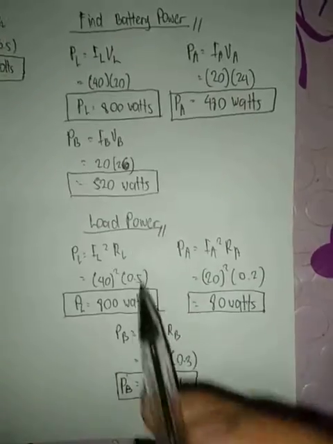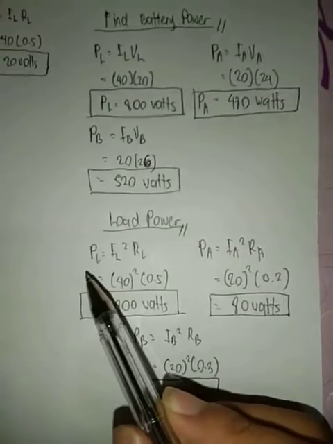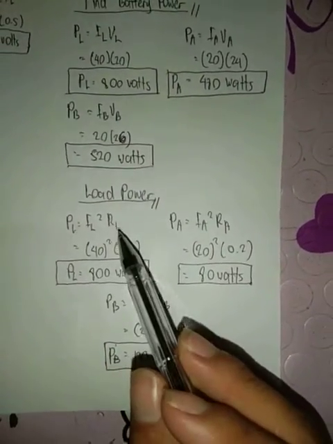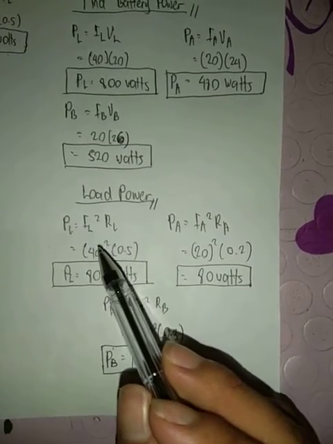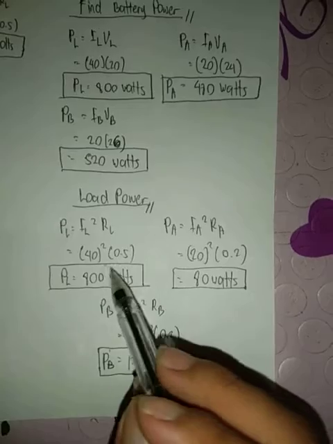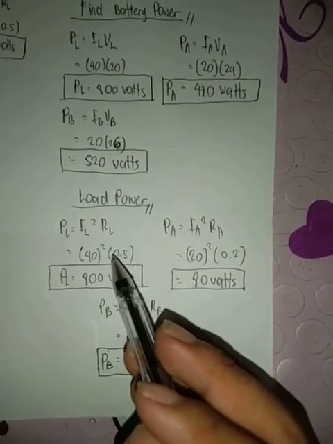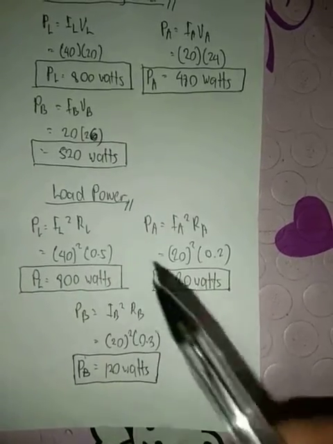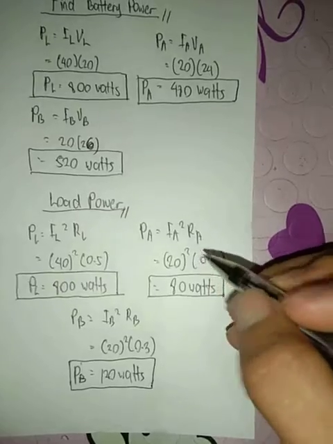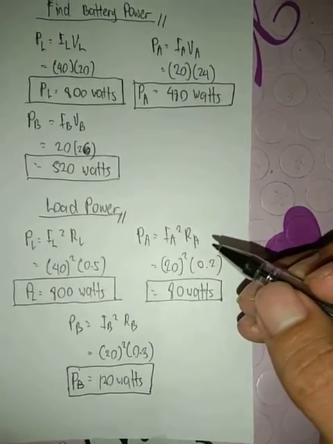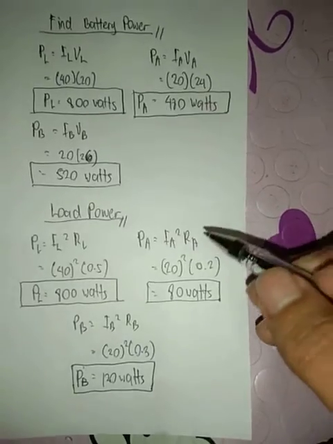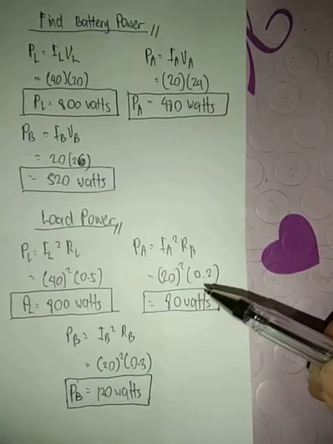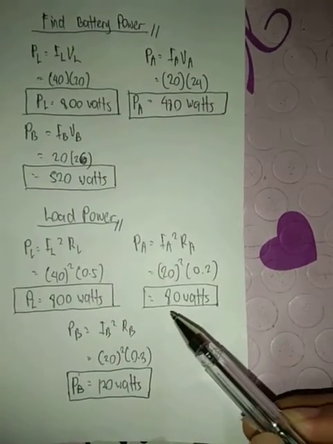To get the load power of each resistor, PL, the formula is PL equals IL squared times RL. Our IL equals 40, so square that and then times RL of 0.5. So our PL equals 800 watts. To get PA, it is the same: IA squared times RA. Our IA equals 20, so square that, then times the RA of 0.2. So the answer for PA equals 80 watts.